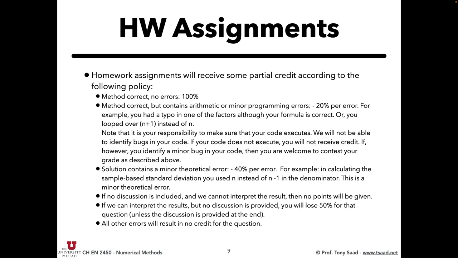Now, minor theoretical errors are more dangerous, because that means there's a conceptual issue that you missed, okay? So we will deduct 40% for a minor theoretical error. A major theoretical error means you got it entirely wrong, okay? And you will not get credit for that, okay? So then we would have to work at revising the concepts, and that happens.